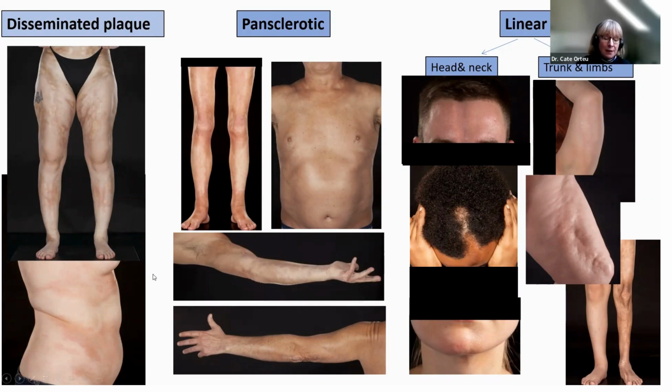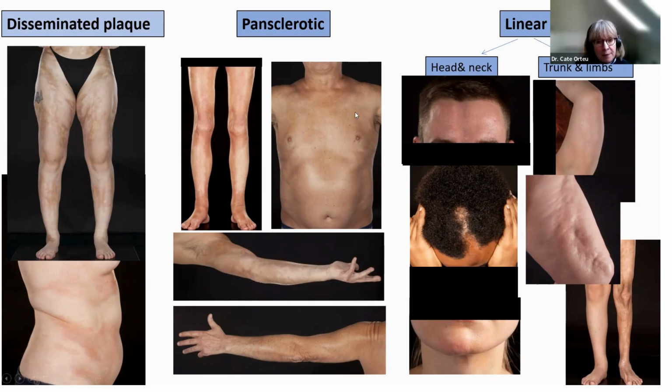Pansclerotic Morphoea. These are some images here. This is the most severe type of Morphoea, really, and the one which is sometimes most difficult to distinguish from systemic sclerosis when patients are progressing rapidly in the early stages.